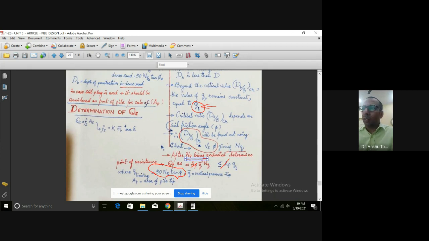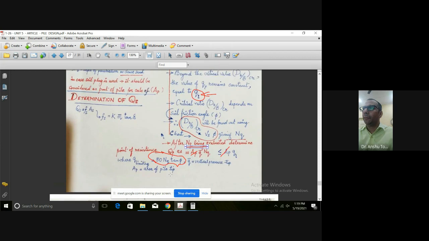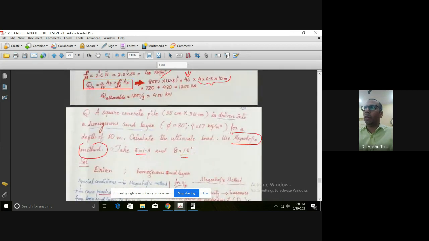So Q limiting you can find out using 50 times NQ tangent phi. NQ you have evaluated from here. Tangent phi, phi is given to you in the question. So this becomes your limiting value.